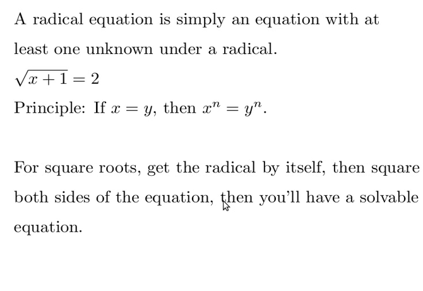So first of all, let's talk about what I mean by get the radical by itself. Well, let's take a look up here at this example. In this case, the radical is already by itself because it's on the left side of the equal sign. There's nothing else here. If this had been, feel free to make fun of my bad mouse writing, square root of x plus 1 plus 3 equals 2, this is a case where you don't have it by itself yet, so you're going to have to subtract 3 from both sides. But in this example, the radical is already by itself. There's nothing else on the left side of the equation.